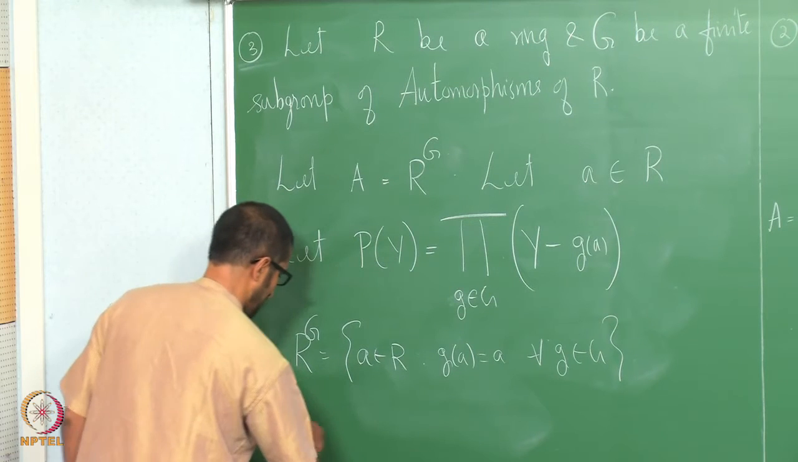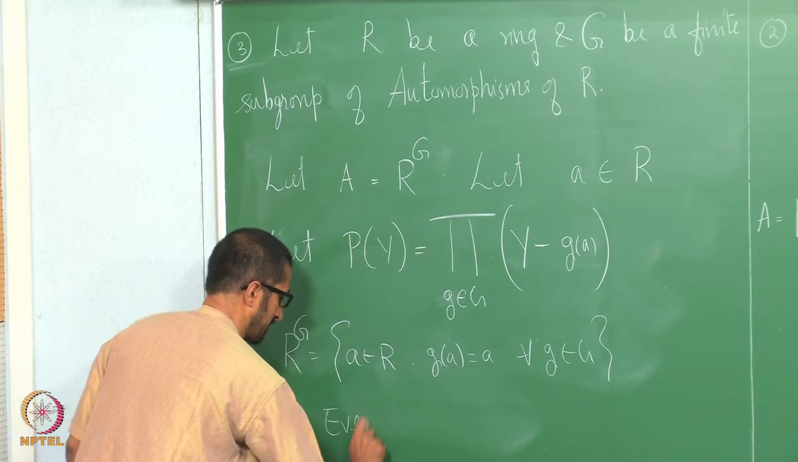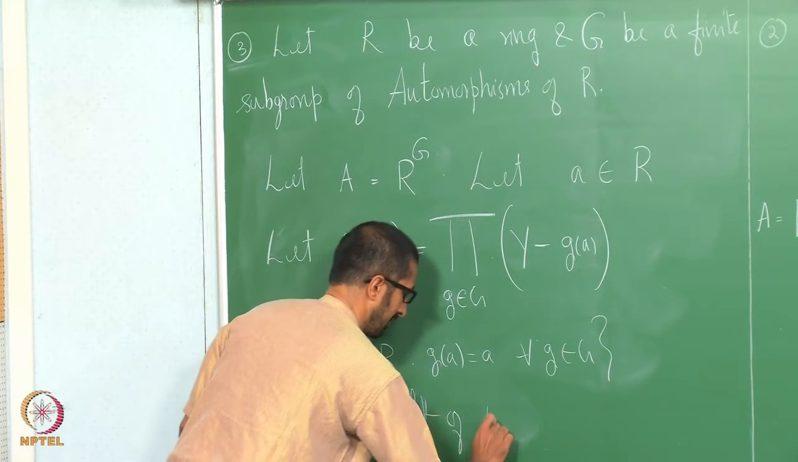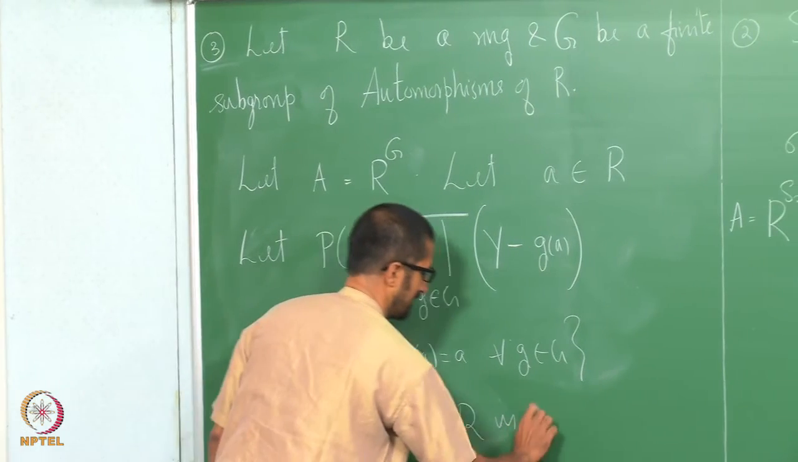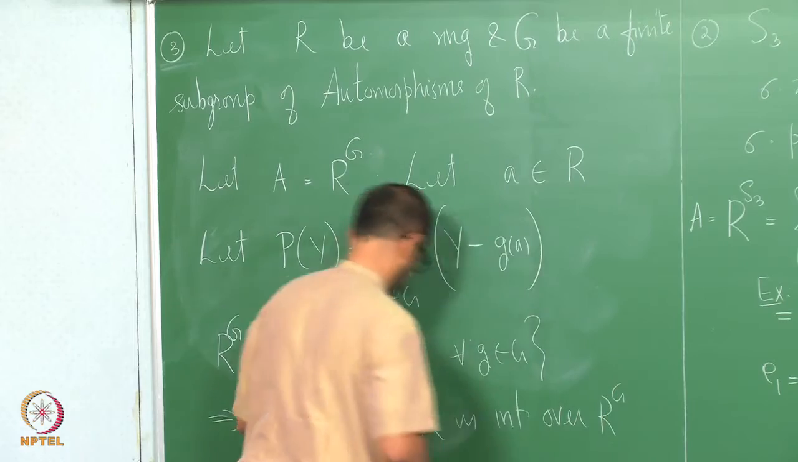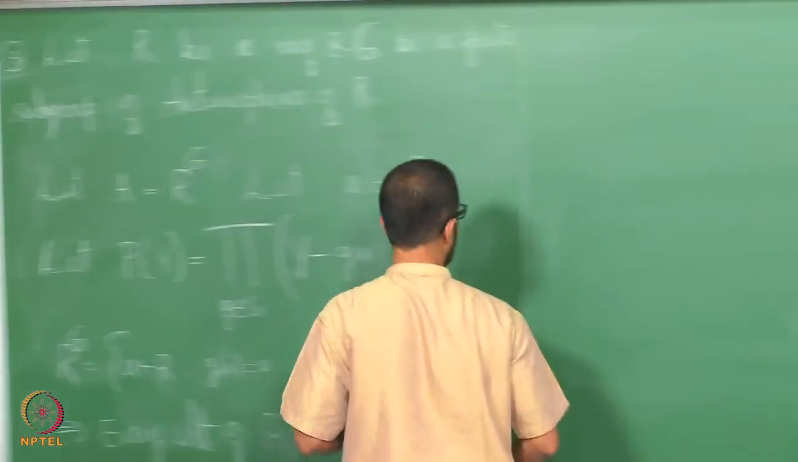So this says that every element of R is integral over R^G. We will see more examples a little later.